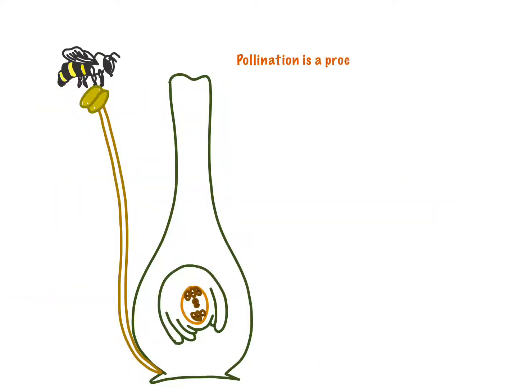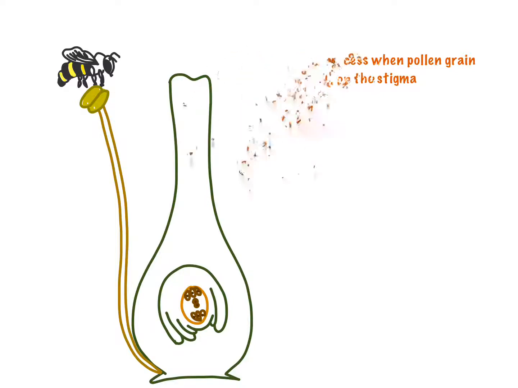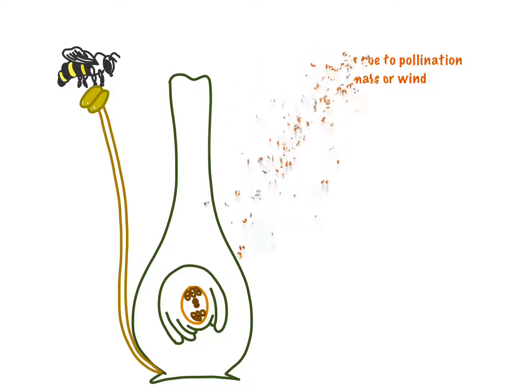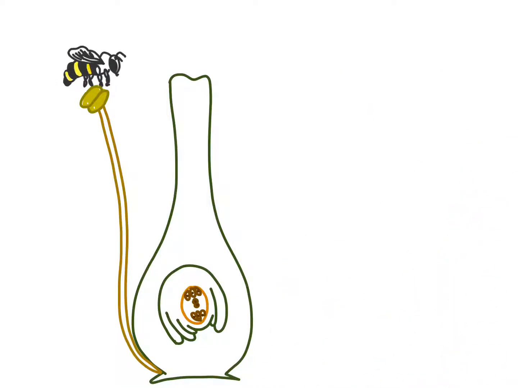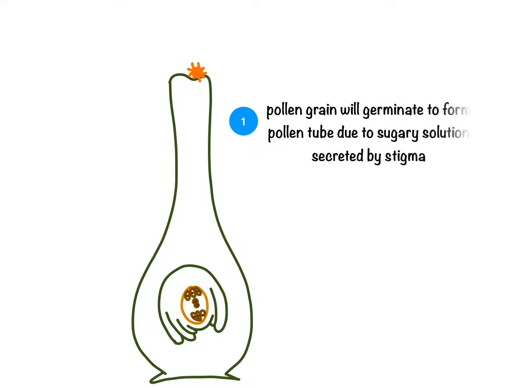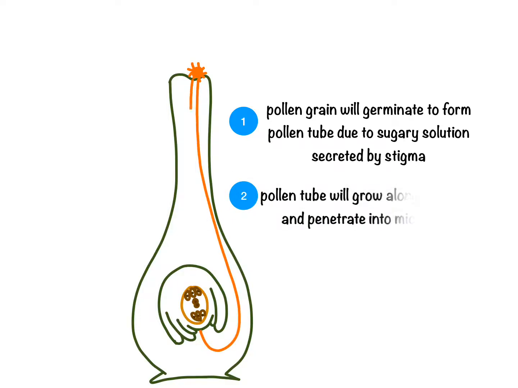Pollination is a process when pollen grain lands on the stigma. Pollination can occur due to pollination agents like animals or wind. Pollen grain will germinate to form pollen tube due to sugary solution secreted by stigma. Pollen tube will grow along the style and penetrate into micropyle.